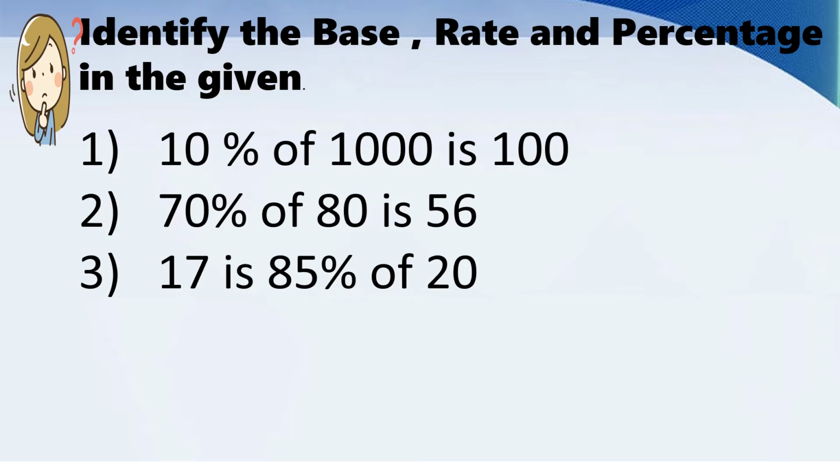I prepared a 3-item activity for a short review. For the instruction, identify the base, rate, and percentage in the given. Number 1, 10% of 1,000 is 100. Number 2, 70% of 80 is 56. Number 3, 17 is 85% of 20.